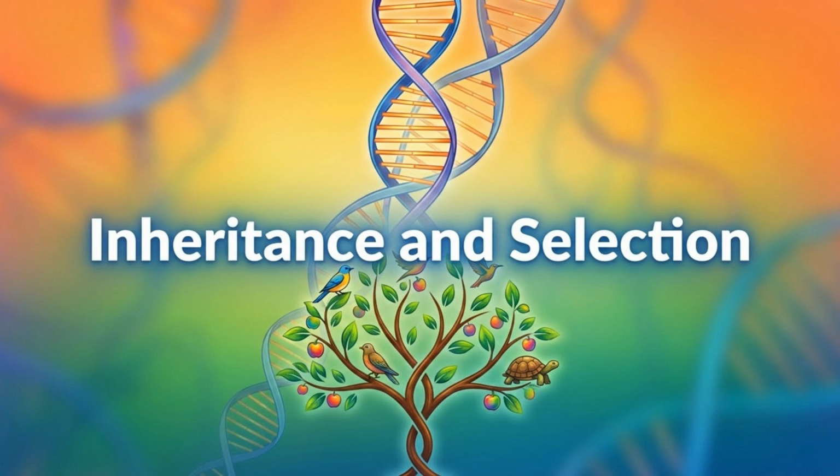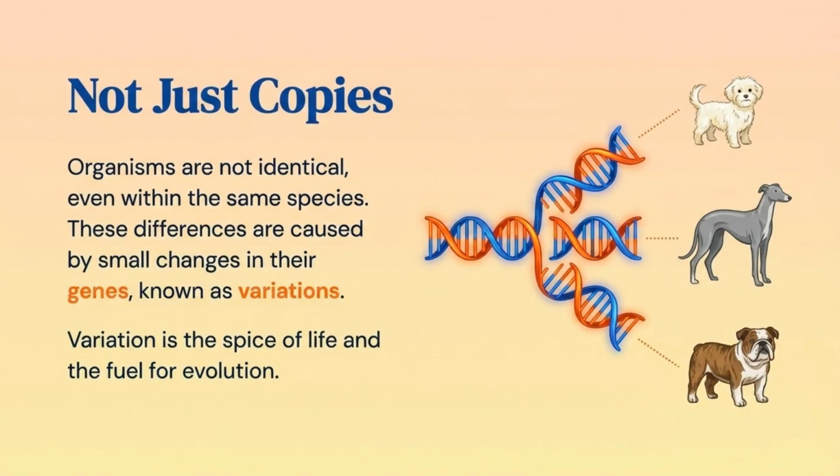Welcome to this video on inheritance and selection, where we will explore how traits are passed down and how they lead to the diversity of life. Organisms, even within the same species, are not identical. These differences are caused by small changes in their genes, known as variations. Variation is essential for evolution.